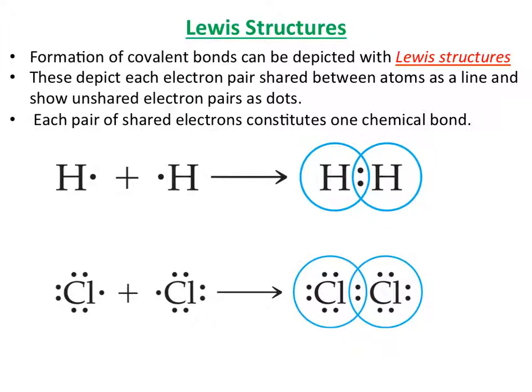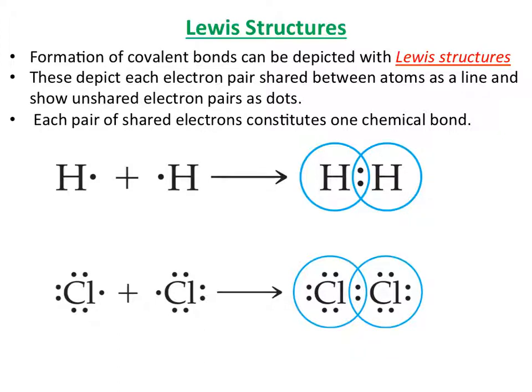Welcome to the how-to video for drawing Lewis structures. Again, we're drawing Lewis structures to really show how these different compounds come together and form covalent bonds. Anytime we depict an electron pair that's being shared, we draw it as a line, showing that it's a covalent bond between those.